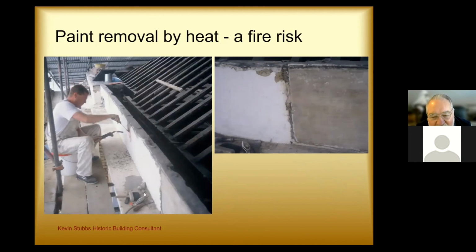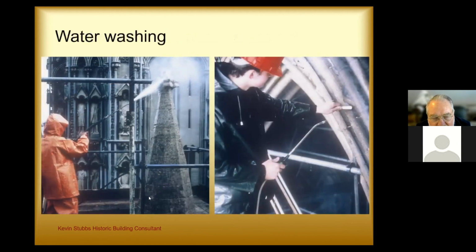A really bad way of cleaning. When you've got paint on the surface, what do you do? Well, you can bring in this chap with his blowtorch, and it was absolutely amazing he didn't set fire to the roof structure while he was scraping and peeling off. So removal of paint from stonework by heat is a tremendous fire risk.